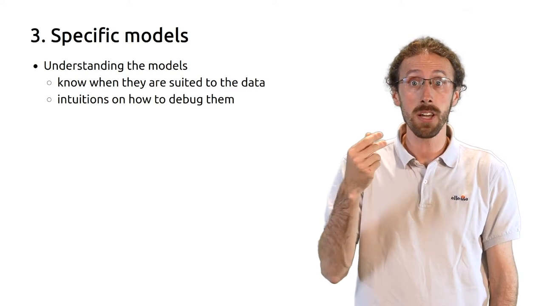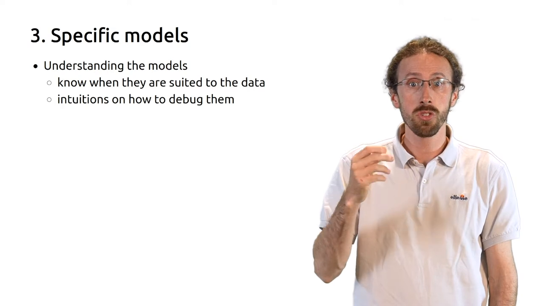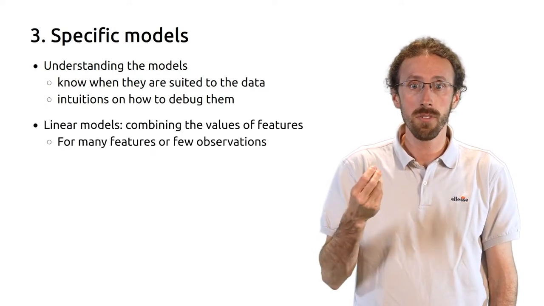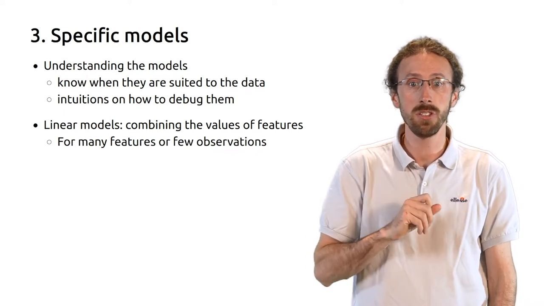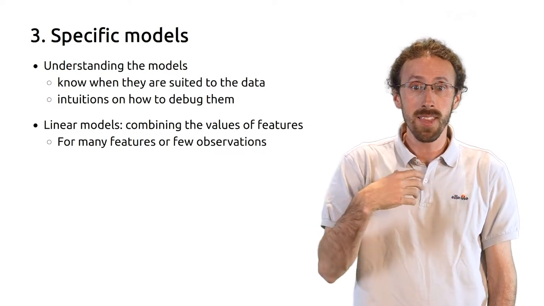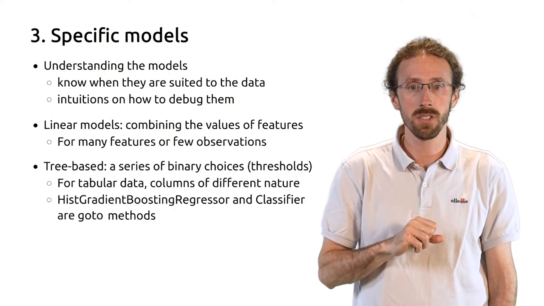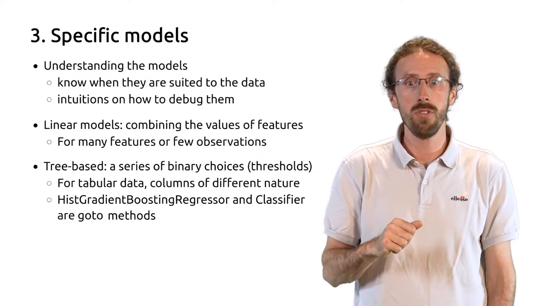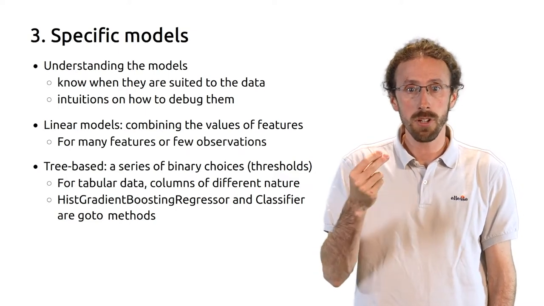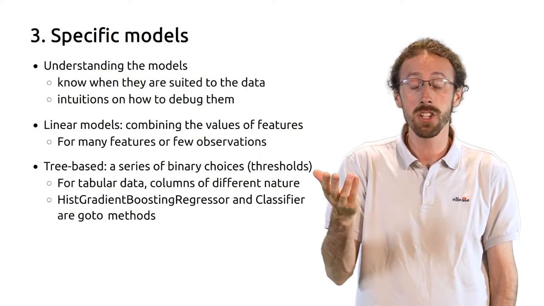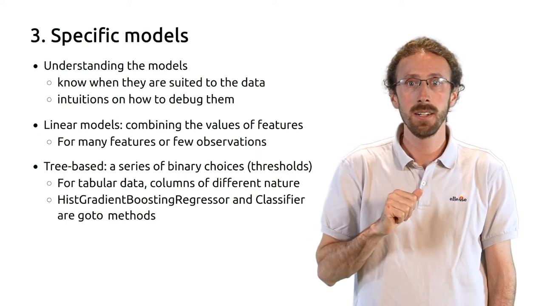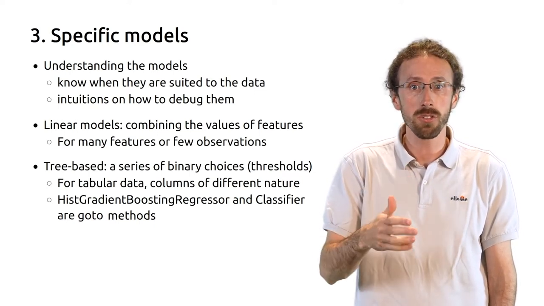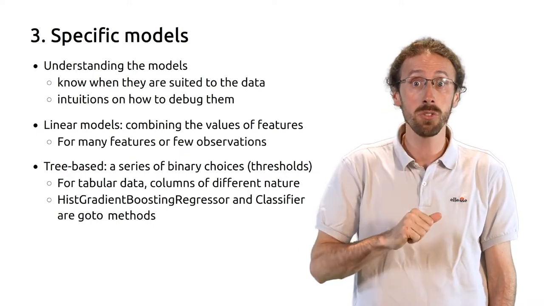Finally, we've covered a few specific models. Understanding a model is important to know when it is suited to the data, but also to have intuitions on how to debug it. We've covered linear models that work by combining the values of features. They're typically useful for data that has many features or very few observations. We've covered tree-based models that make a series of binary choices, thresholds on the values of the features. They're particularly useful for tabular data, typically that is made of columns of different nature, age, weight, sex. And I would like to emphasize the HIST gradient boosting regressor and classifier. Those models are particularly useful in many situations, and I advise you to always give them a try.